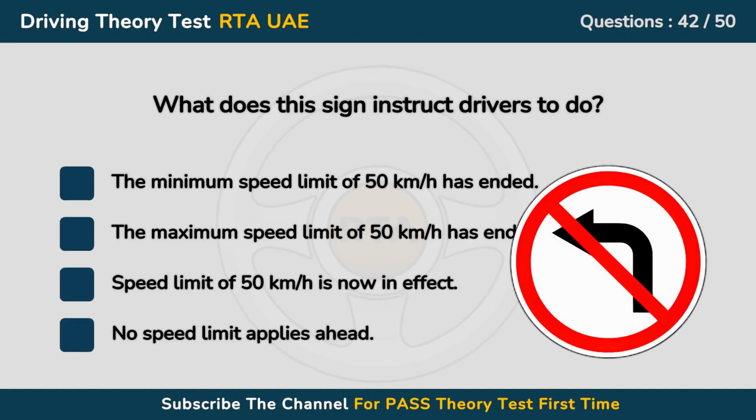Question 42. What does this sign instruct drivers to do? A. The minimum speed limit of 50 km per hour has ended. B. The maximum speed limit of 50 kilometers per hour has ended. C. Speed limit of 50 kilometers per hour is now in effect. D. No speed limit applies ahead.